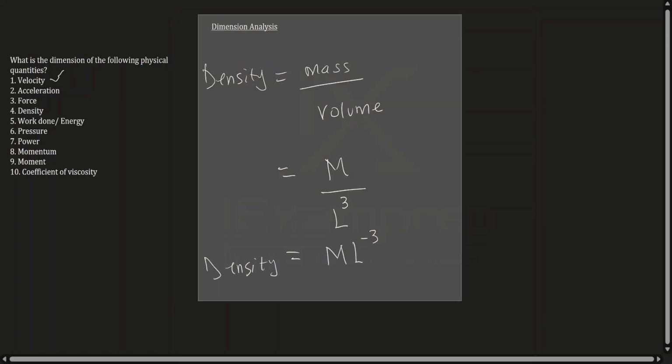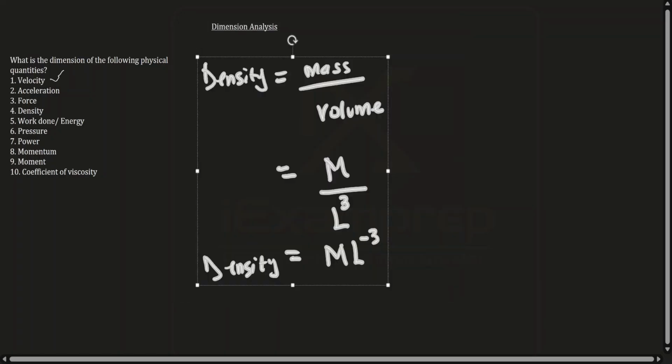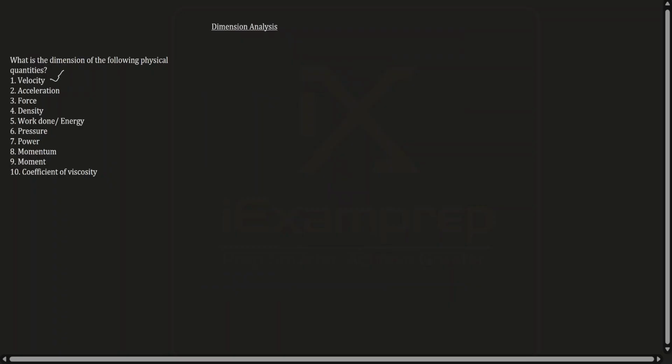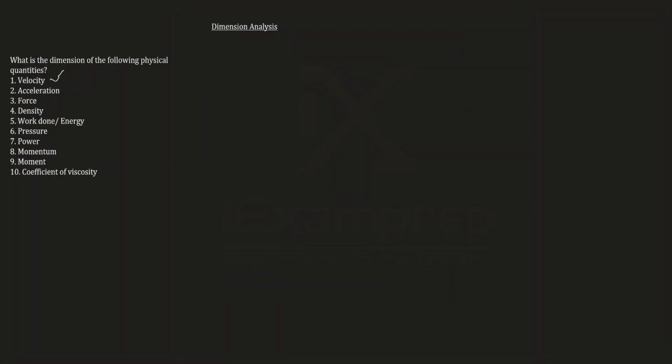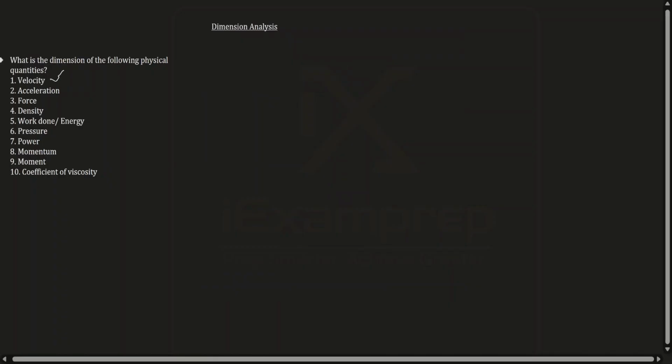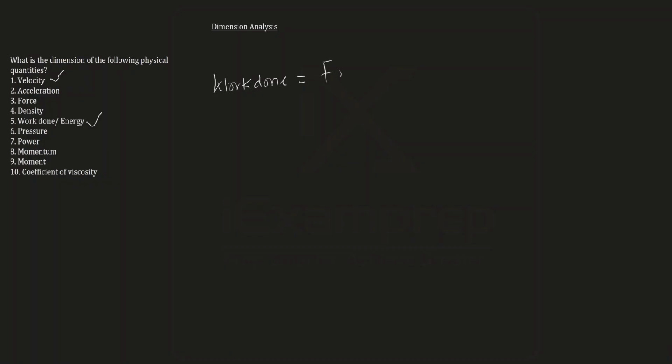Going forward, next one is work done. Work done and energy have the same dimension. That is why we put them together. So what is the formula for work done? The formula for work done is force times distance.